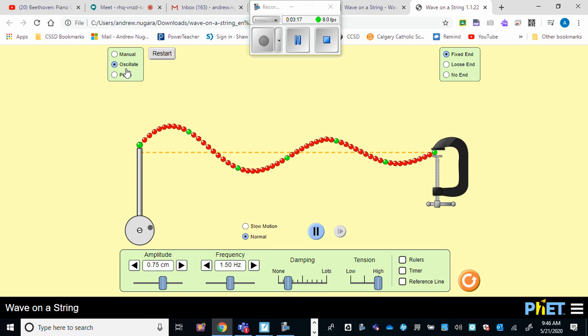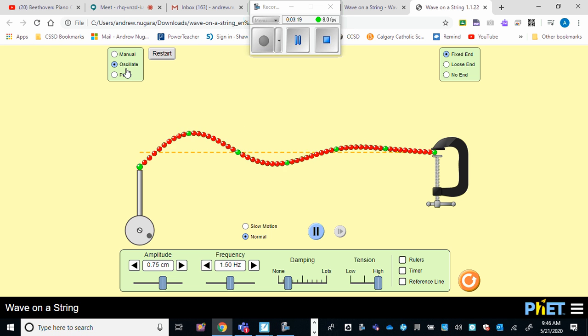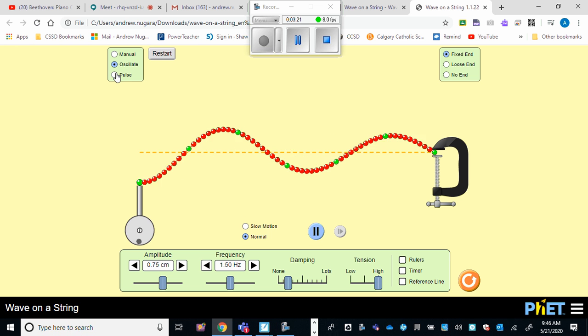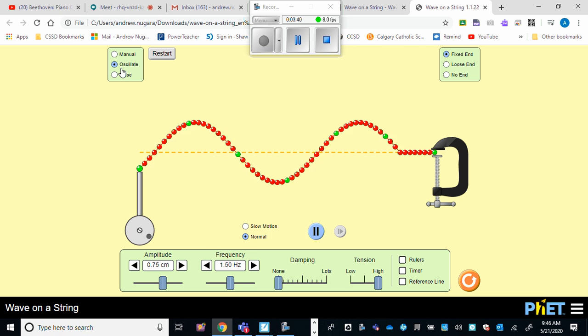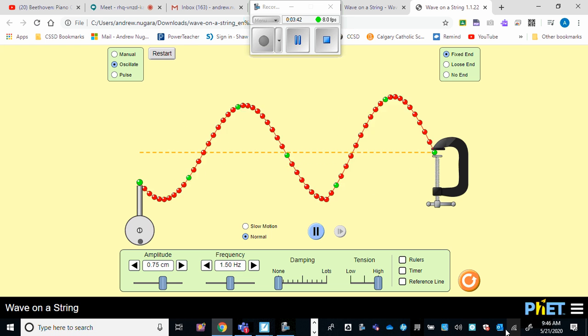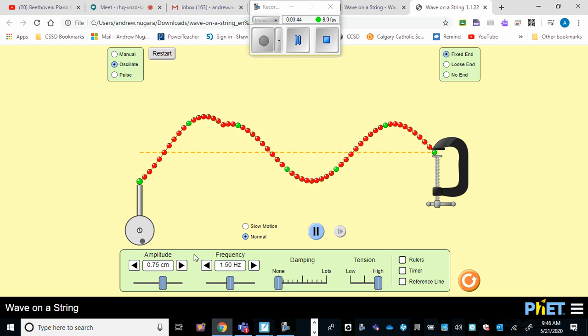There we go. There is a wave on a string, and you can do all kinds of crazy things with this. You can make it a pulse. If I make it a pulse, it's just going to send a pulse over the string, and I can have no damping so that it sends it there, and then, look at that, it comes back, and it's inverted when it comes back. Why? We'll discuss that in future lessons. You can make all kinds of neat shapes, standing waves, and everything.